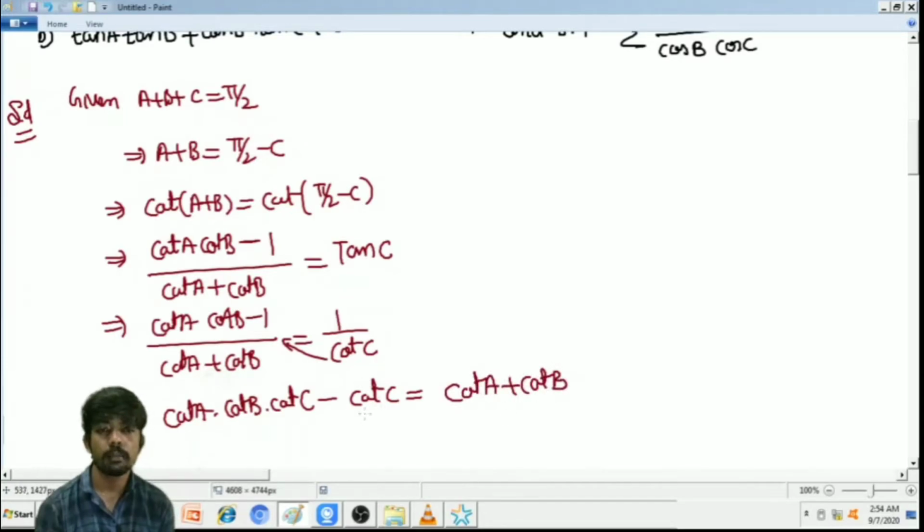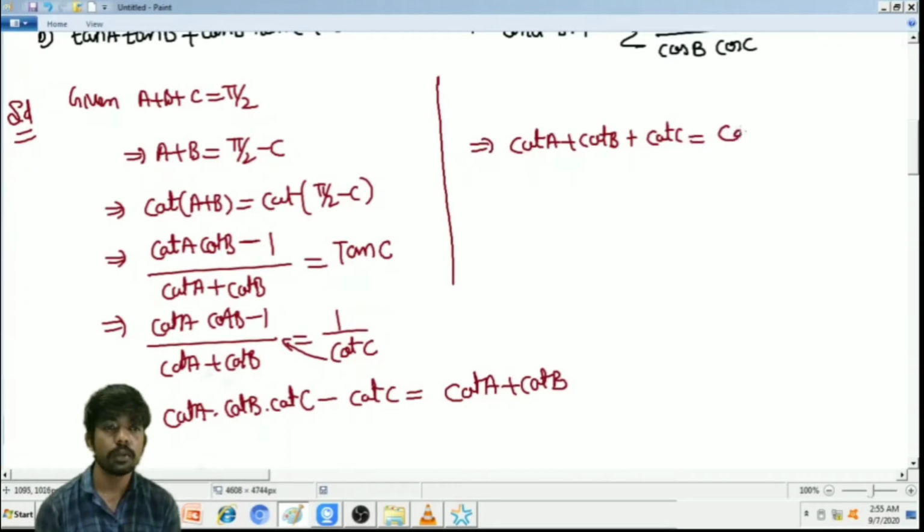From here I can move minus cot c to the right hand side, then I get the solution: cot a plus cot b plus cot c is equal to cot a cot b cot c. Hence done. This is the first.